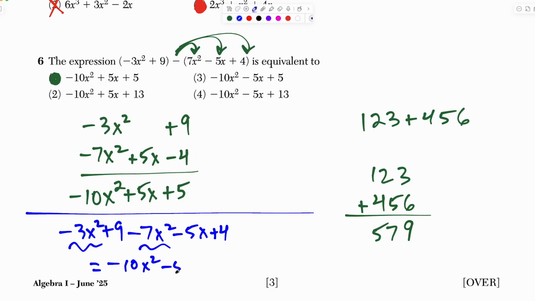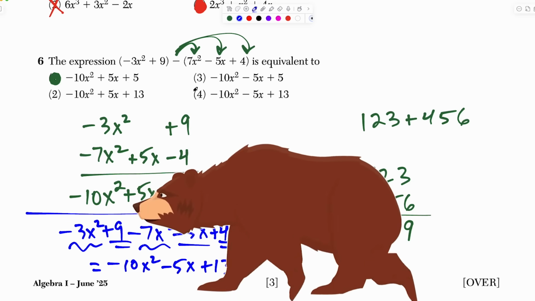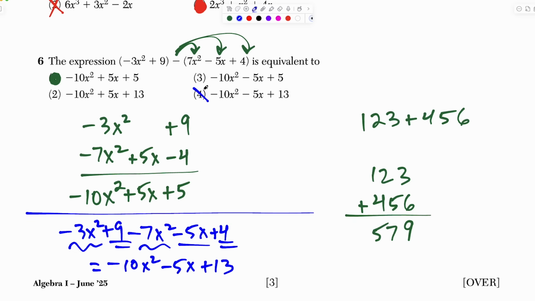And then we get minus 5x. And then after this term here, we could combine the 9 and the 4 to get plus 13. And notice if we were to do it this way, that instead we would get choice 4. But be careful, choice 4 is a very dangerous bear trap. Make sure, once again, you are sending the negative through, and that'll bring you to choice 1.